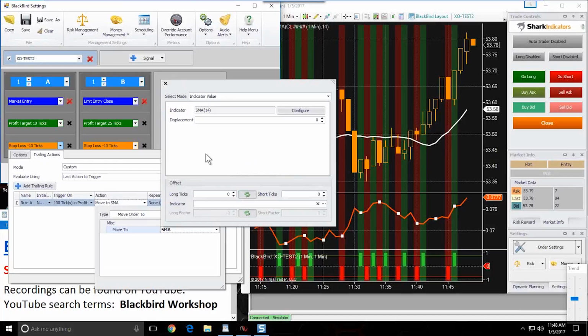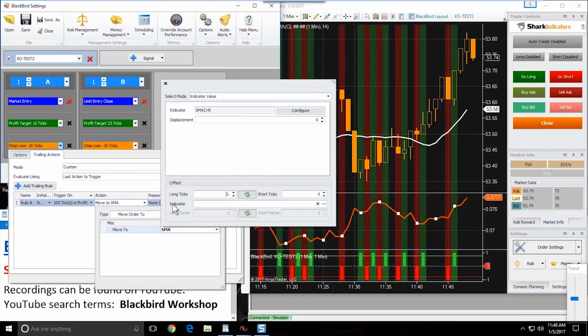You'll notice that a lot of these menus, so the select mode menu, the select mode where you can select indicator values or price or something like that, has this offset section here. So you could simply offset a number of ticks. So I could set my stop loss to say 4 ticks below the SMA 14, right? That's 4 ticks below.